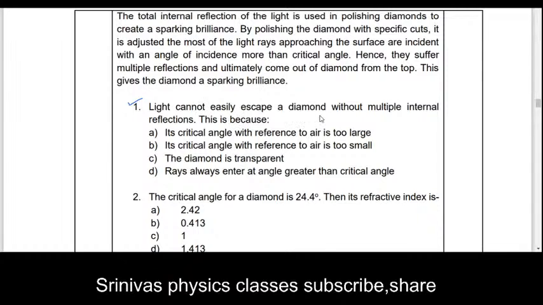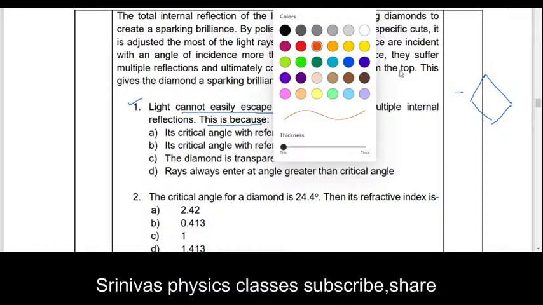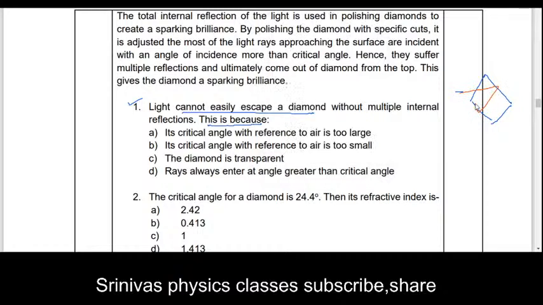Light cannot easily escape a diamond without multiple internal reflections. Light not escaping means total internal reflection occurs. For example, in a diamond, light undergoes total internal reflection everywhere, like this, like this. Total internal reflection occurs, which means light is not going outside the diamond.